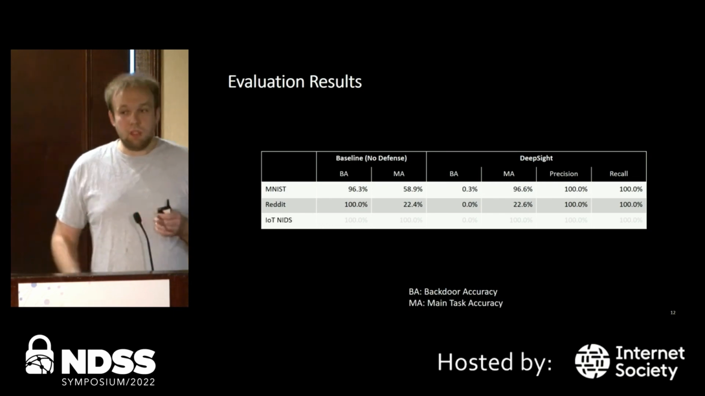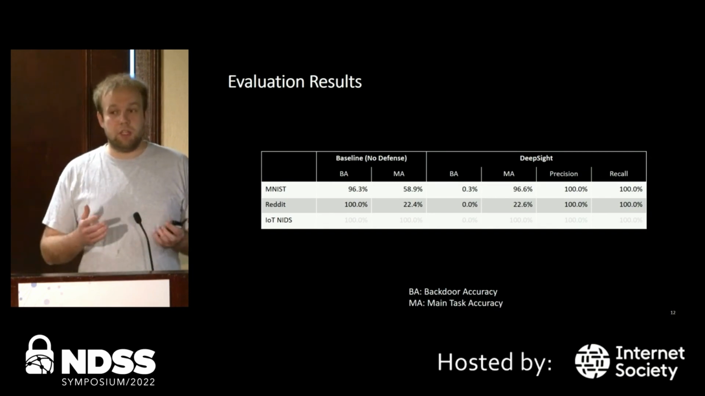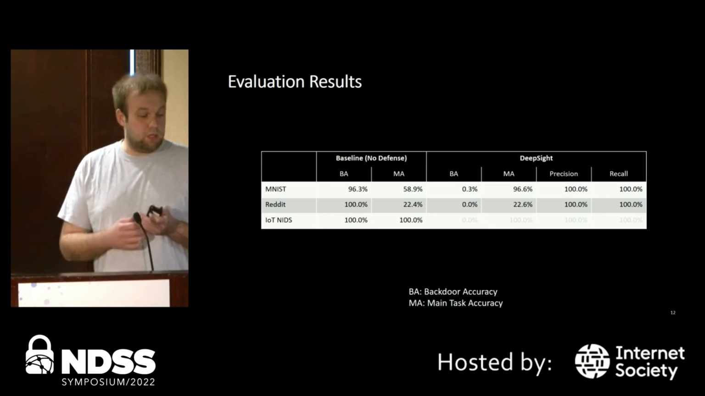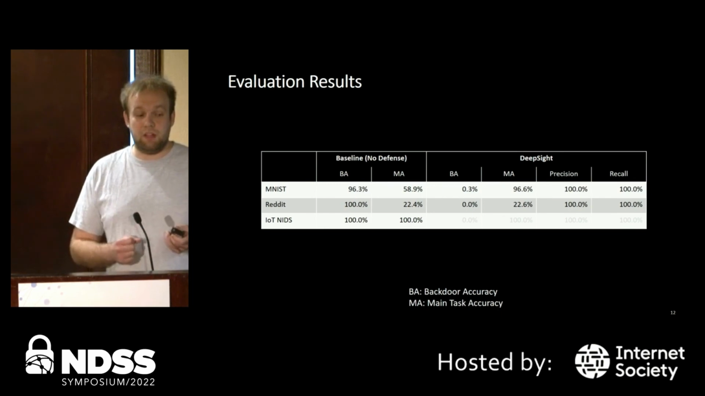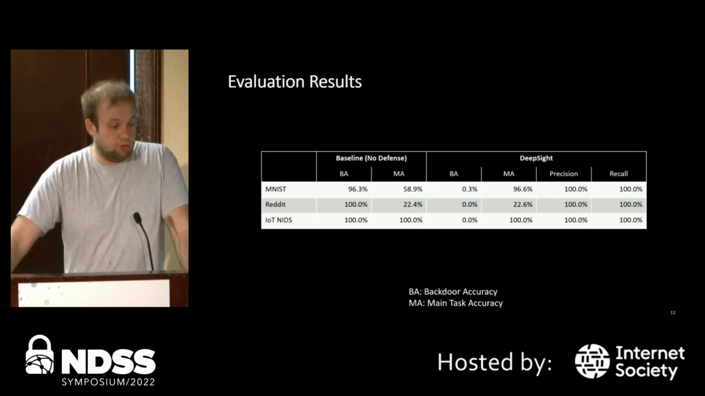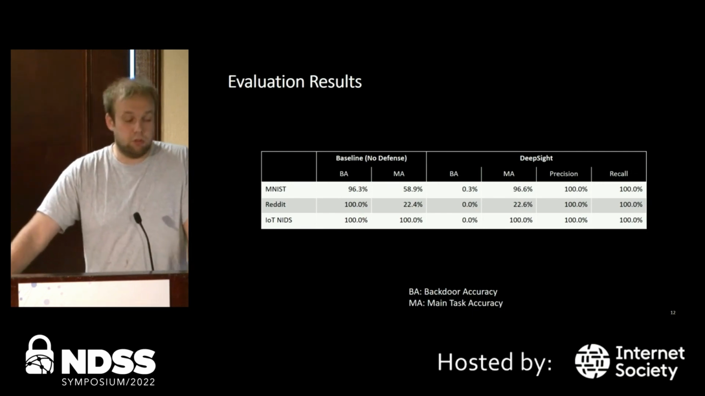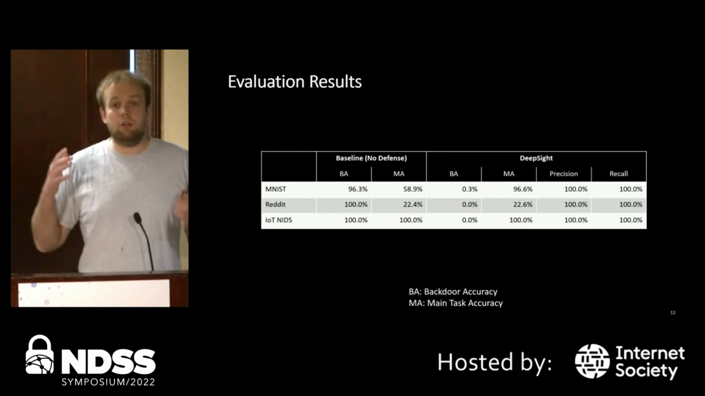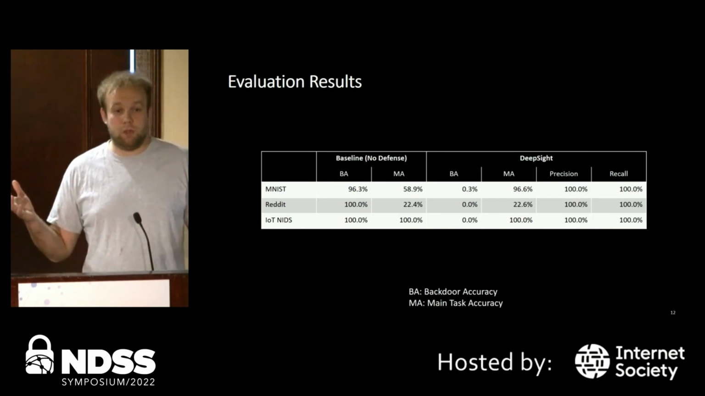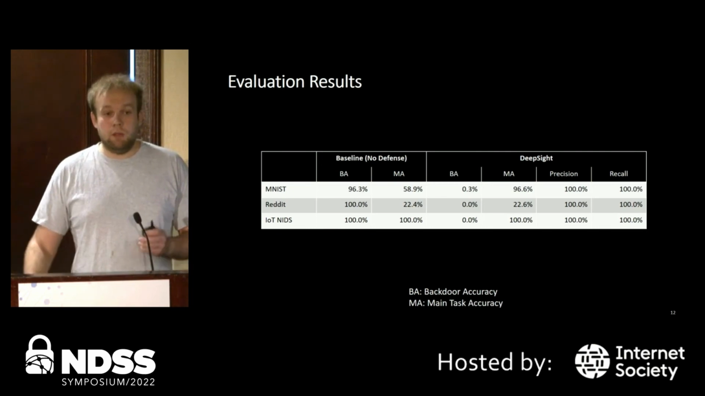Finally, the last application is the IoT network intrusion detection system that I already mentioned in the beginning. Here, again, backdoor and main task accuracy are both 100% in case of the attack, while by using DeepSight, the backdoor accuracy is reduced to 0%, the main task accuracy remains, and it is able to distinguish these models. Of course, this was just a very small excerpt of all the experiments that we have performed, so if you want a closer look at the evaluation, please check out the paper.